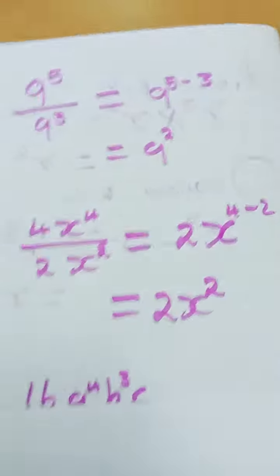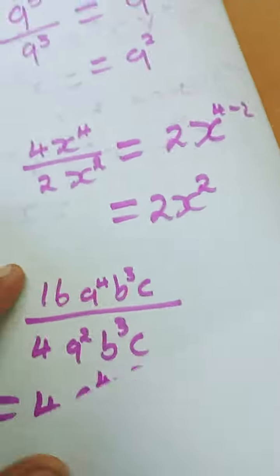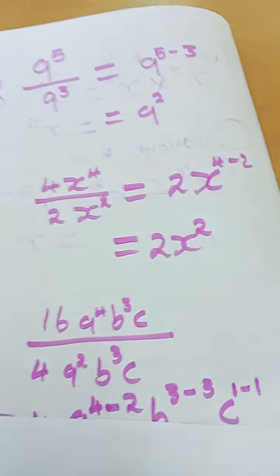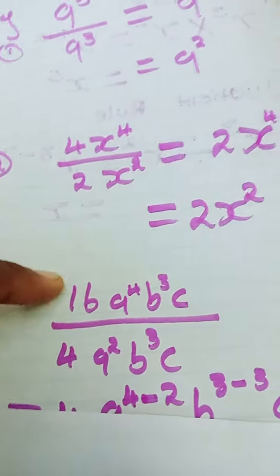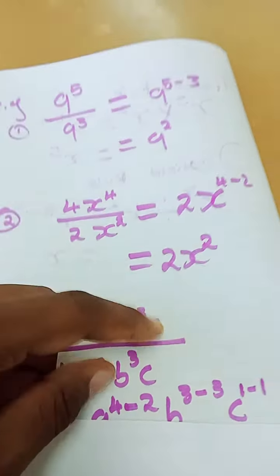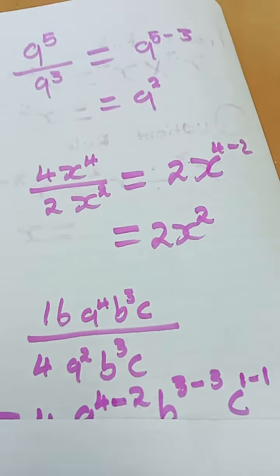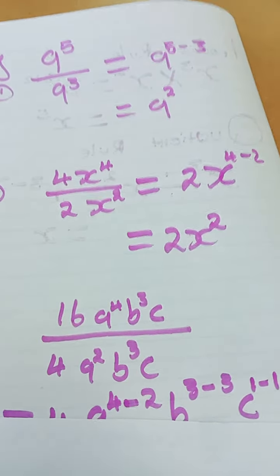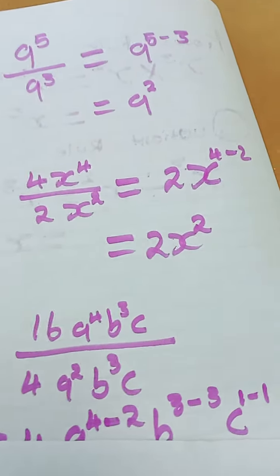All right, so the last example that I have for you is when you have more than one variable in your expression. So let's say you have a constant and several variables. The same rule still applies. Variables that have the same base, we just subtract their exponent.